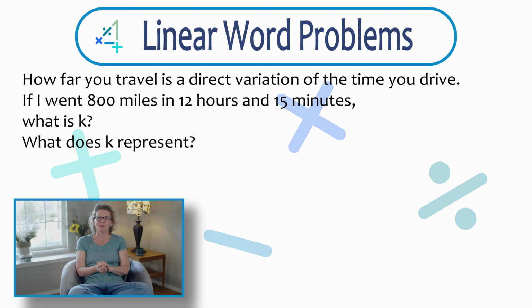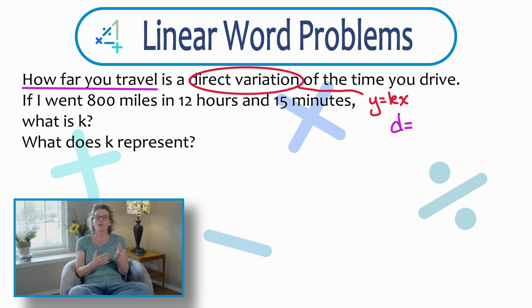Here's an example. How far you travel is a direct variation of the time you drive. If I went 800 miles in 12 hours and 15 minutes, what is K? And what does that K represent? First, we set up the direct variation. Don't get bogged down in the numbers just yet. How far you travel means D for distance equals the direct variation of the time you drive turns into K times time of T. D equals KT.